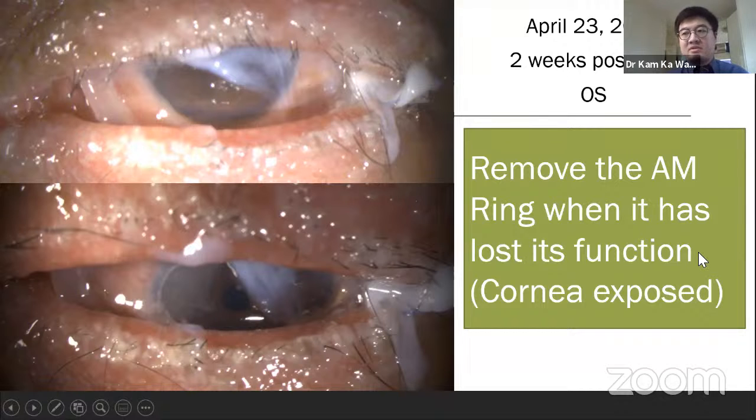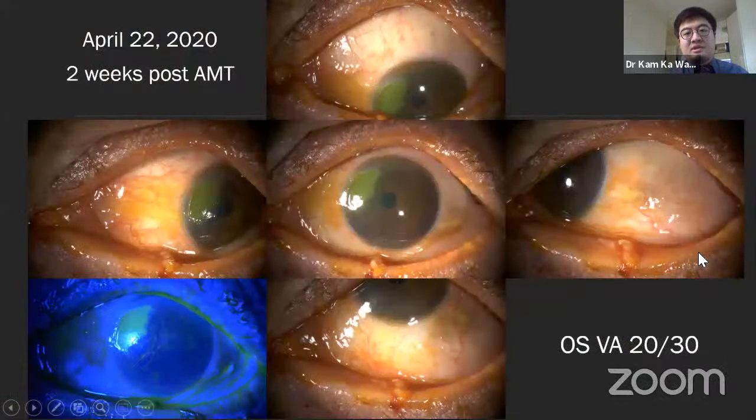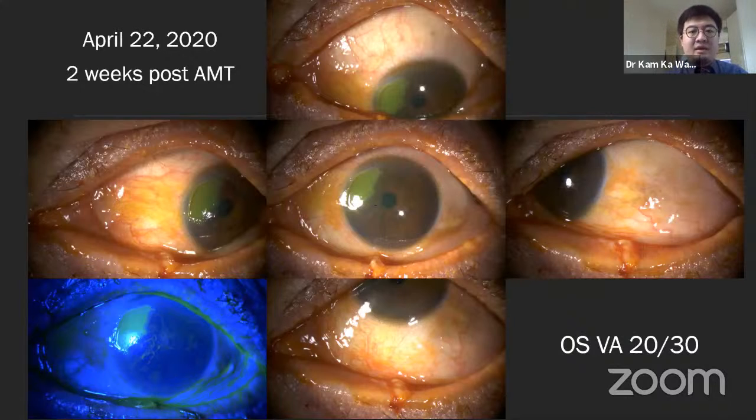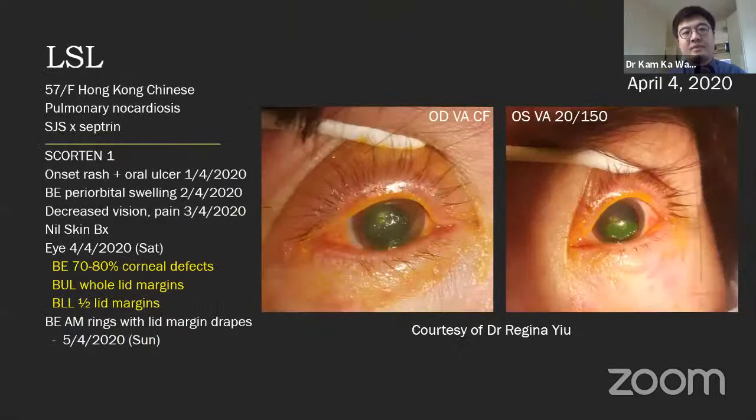So because it has already lost its function, we decided to remove the ring and the amniotic membrane, and he's left with a residual epithelial defect in the supranasal cornea. At that time, his general condition was deteriorating, and they were not very keen to go for a second amniotic membrane transplant. So we put a bandage contact lens on, and the defect healed conservatively with topical antibiotic and lubricants.